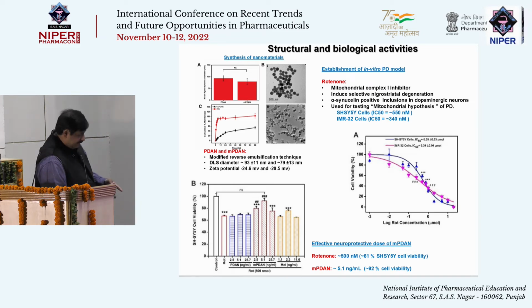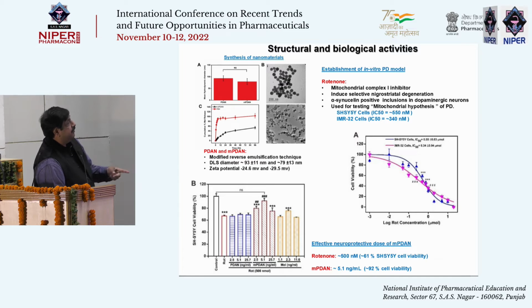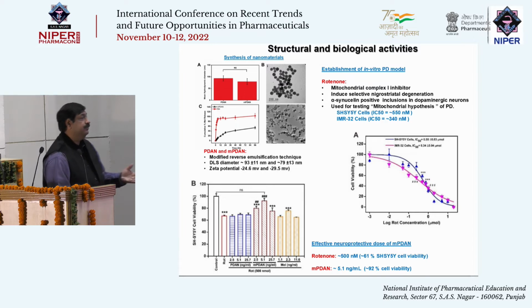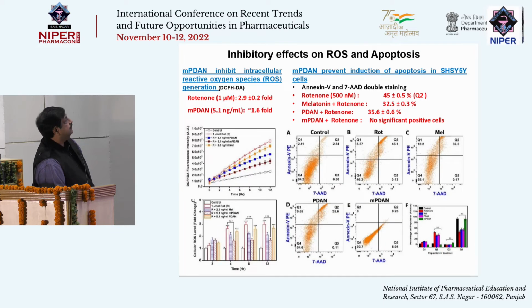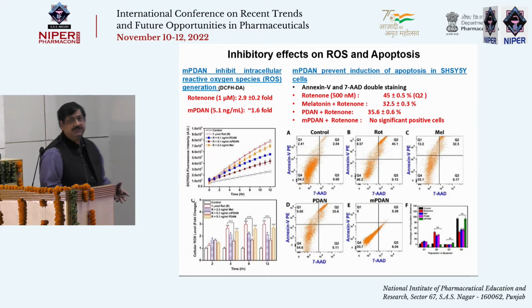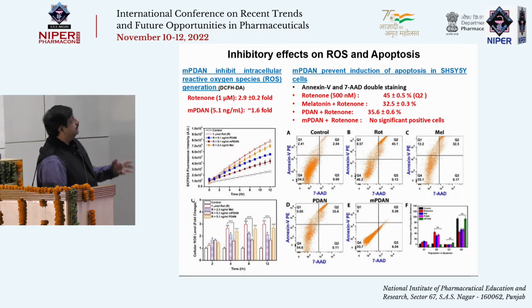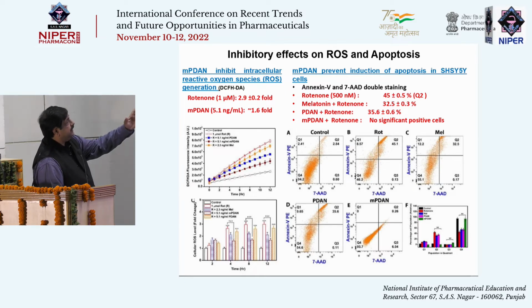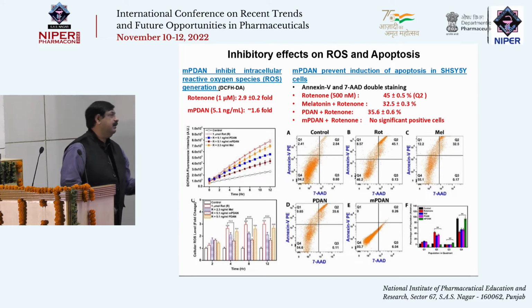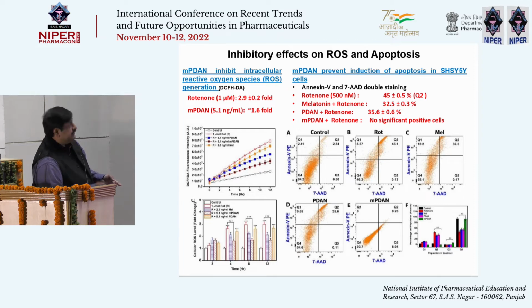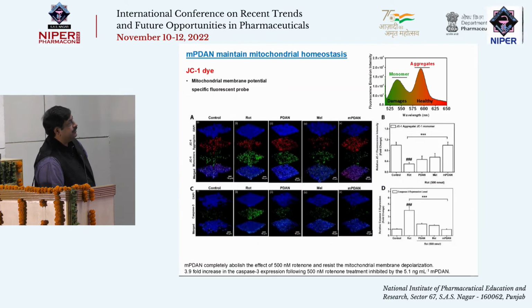So what we could find here is that rotenone at about 500 nanomolar causes about 61% cell death. When we use the cytoprotection, the cell viability gets up to 92%, so it significantly prevents the rotenone-induced cell death. Reactive oxygen species generation is a common factor in the rotenone-induced model. We could see the nanoformulation treatment significantly reducing the ROS level and preventing the apoptosis induced by the rotenone here.